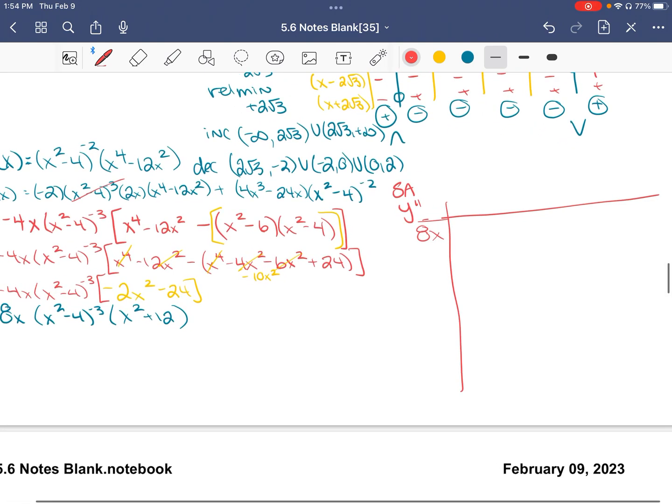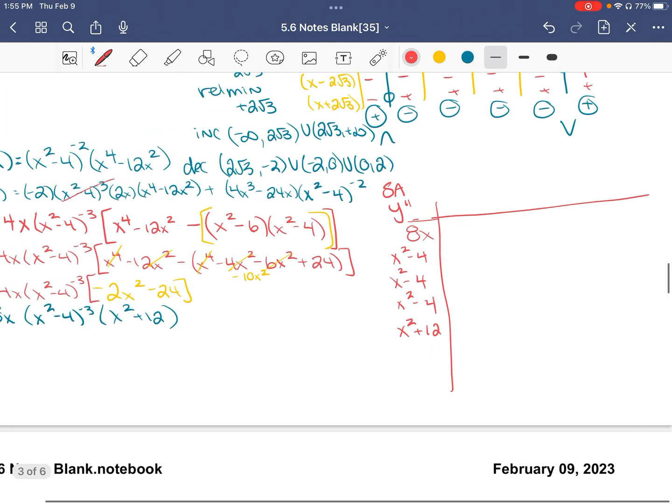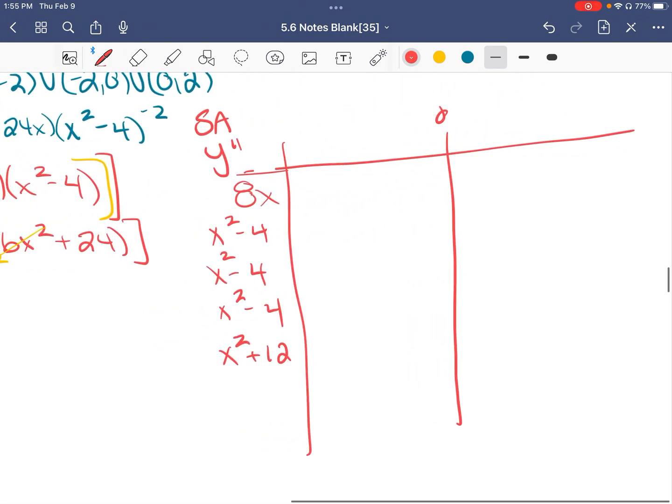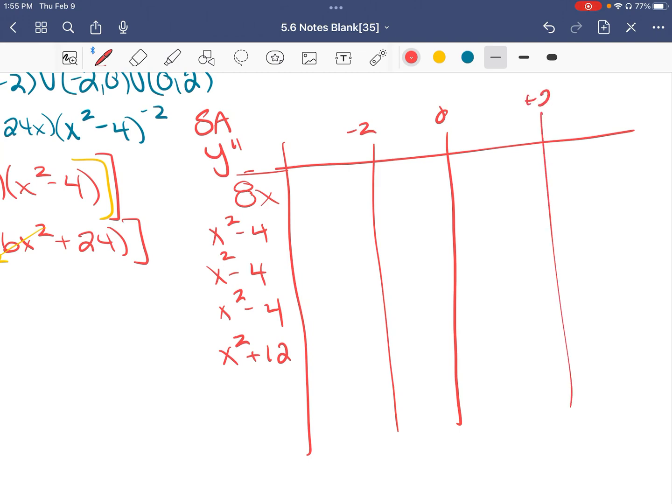We've got x squared minus 4. I'm going to do that 3 times, because again, you could factor that further and have a heck ton of x plus or minus 2's and x squared plus 12. Where things go to 0, 8x goes to 0 at 0. X squared minus 4 goes to 0 at negative 2 and positive 2. And x squared plus 12 never goes to 0. It is positive the whole time.